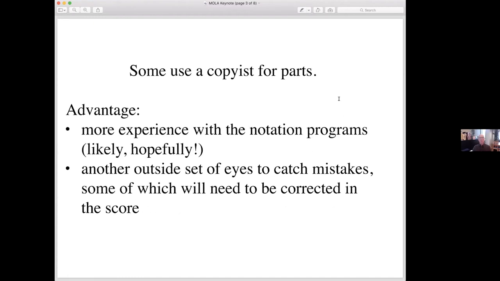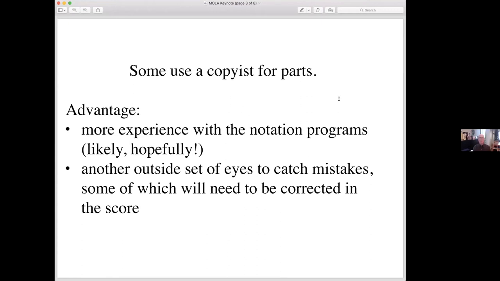Some composers use a copyist for the parts. As I said, you deliver that completed score, and it's a Finale score. You hand it over to extract the parts. I have a friend who does this, and for her, the advantage is that the professional copyist has more experience than she does with the notation programs. That's always a hopeful thing.